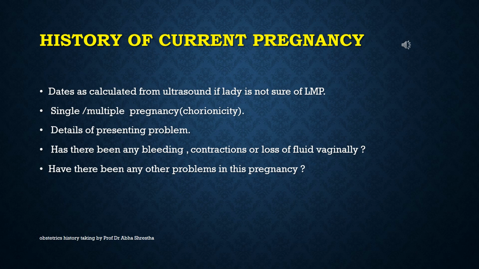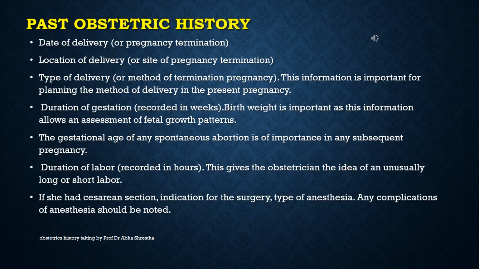Then we should have the details of the presenting problems, for example, whether she has bleeding per vaginum, whether she is having excessive discharge per vaginum, whether she has urinary tract infection, or any other problems like excessive vomiting, etc. So, these are the things that we need to ask in her history of current pregnancy.